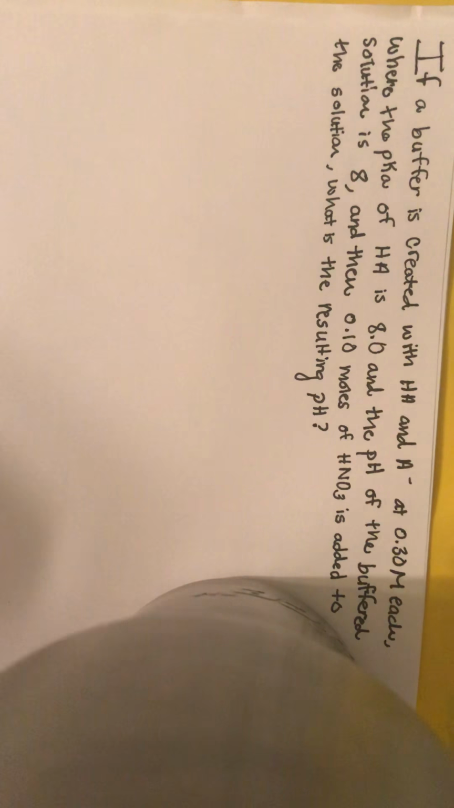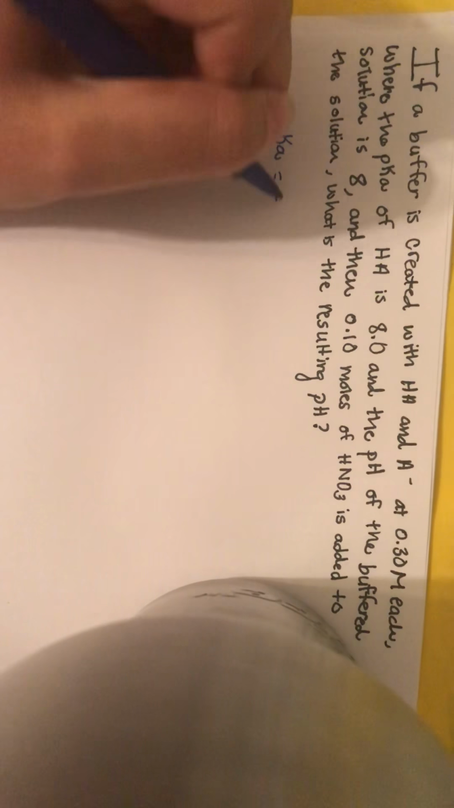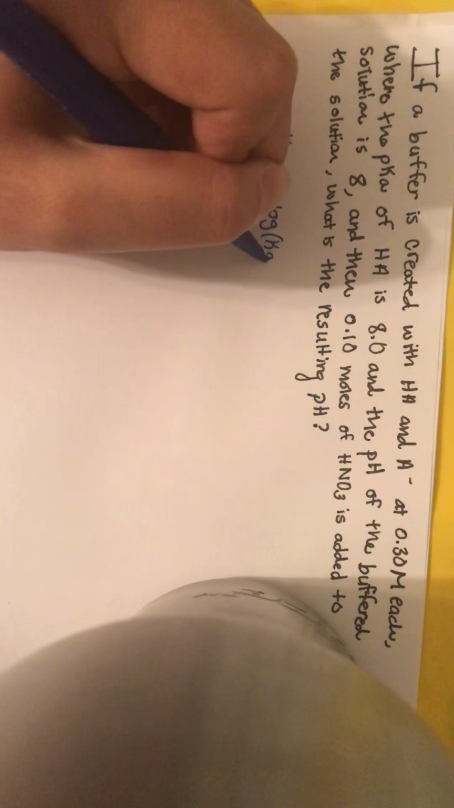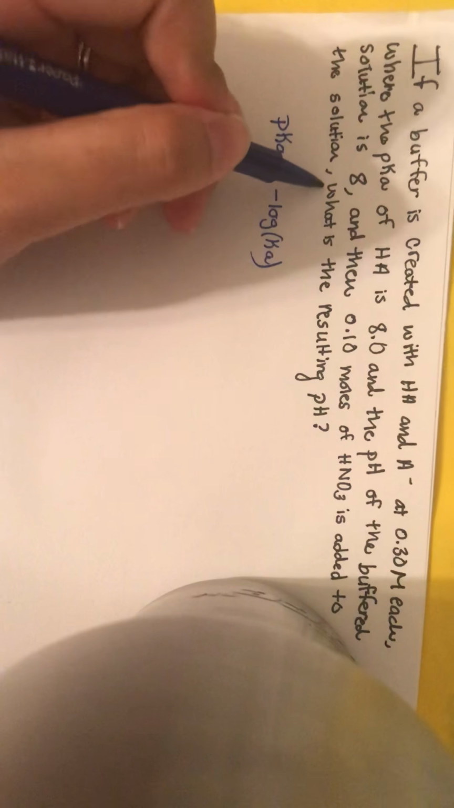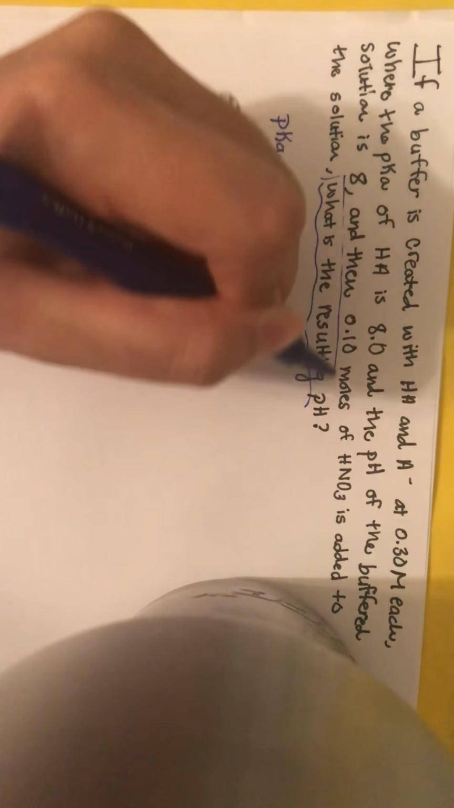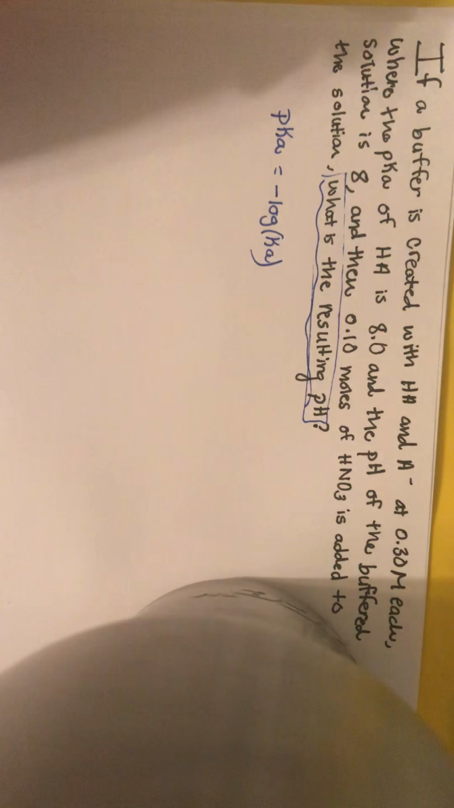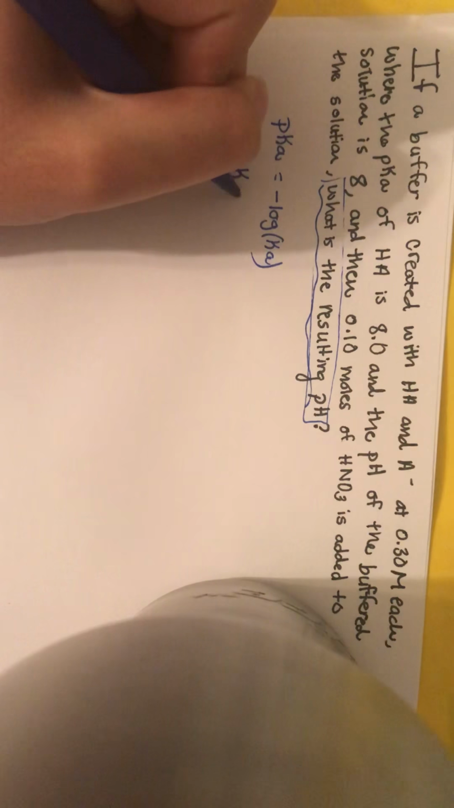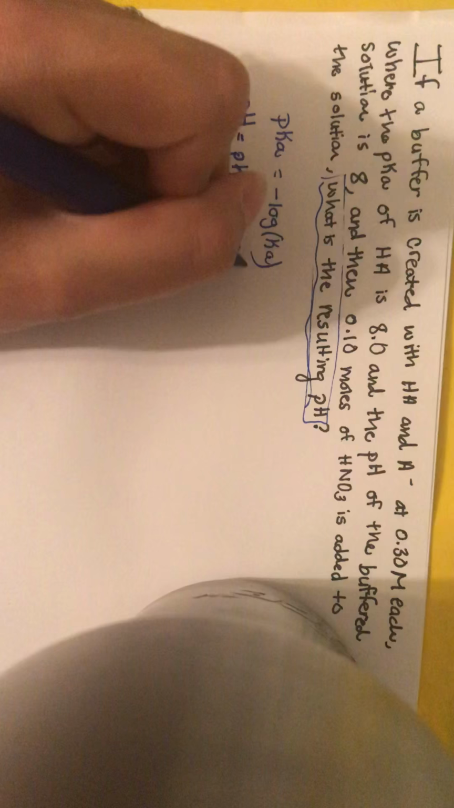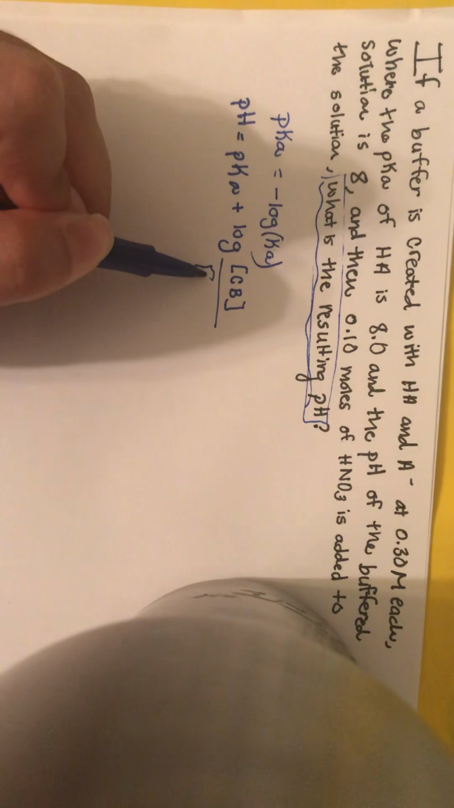So the first one is that you need pKa for the overall formula, and the formula for pKa is just negative log of Ka. So that's out of the way. Now the pH, it's asking ultimately for the pH. Always just box the end question so you know what they're really looking for. So the formula for pH is pH equals pKa plus the log of the concentration of conjugate base over the concentration of the acid.